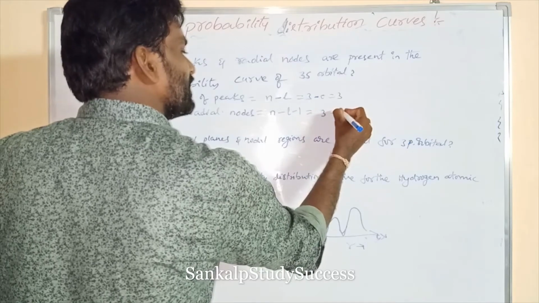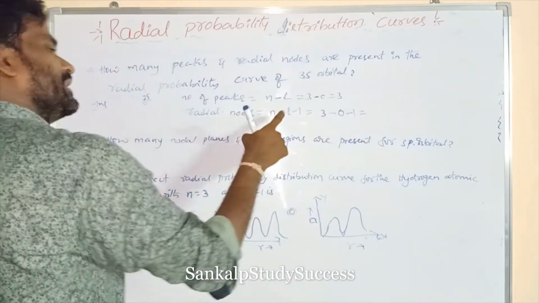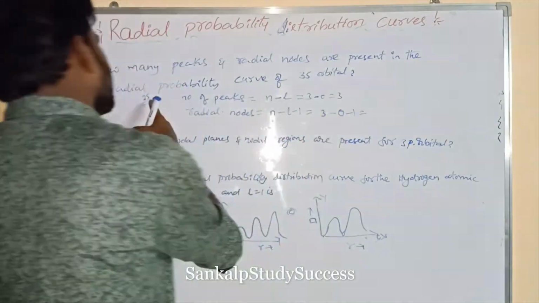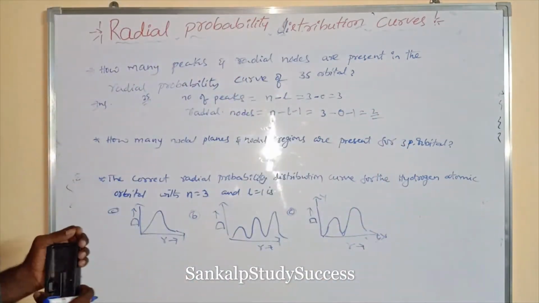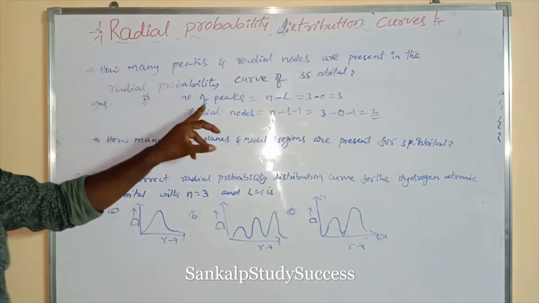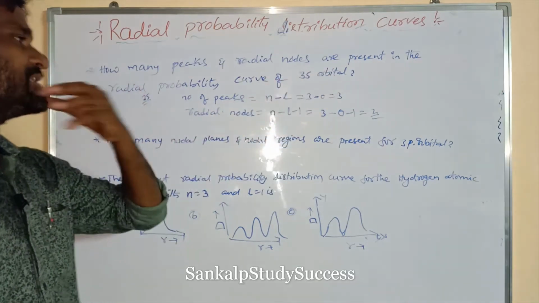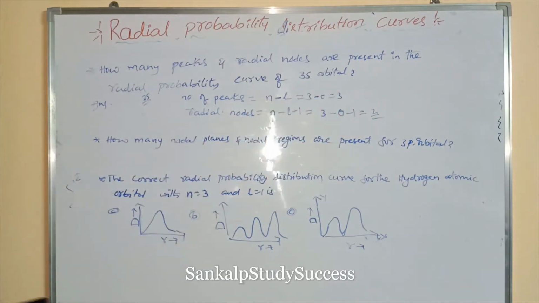For an s orbital, L value is 0, and minus 1. So n minus L minus 1: n means 3, L value 0, minus 1. 3 minus 1 means 2. So how many peaks? The number of peaks for the 3s orbital is equal to 3. Radial nodes is equal to 2. And next sum.